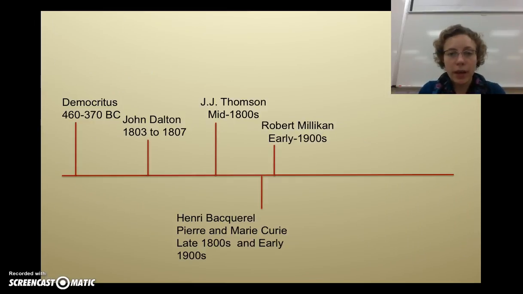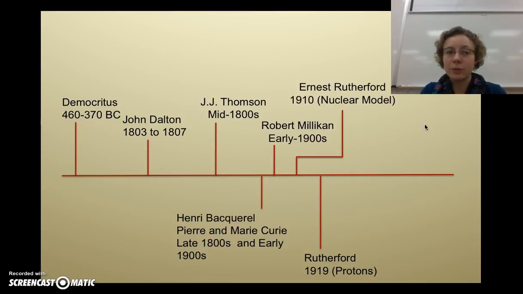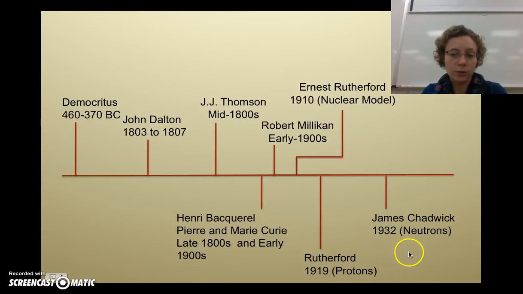So let's get back to my timeline. We've talked about Robert Millikan, some radioactivity. Again, Ernest Rutherford came in there with 1910, and that was the nuclear model. He later did some more experiments in 1919 and found the actual protons. And then the last person we need to talk about is James Chadwick. We're not going to go into detail about him, but he did come up with the neutrons about 1932. So that's kind of the history of the atom.